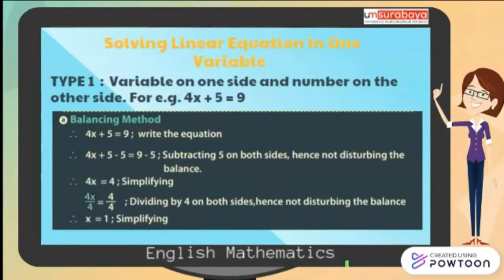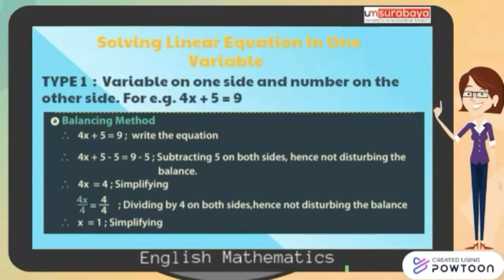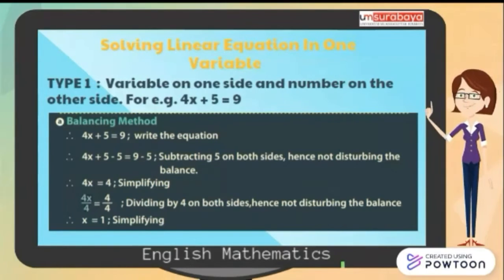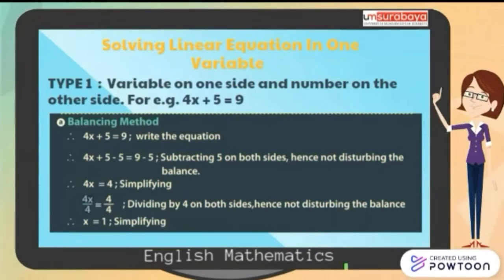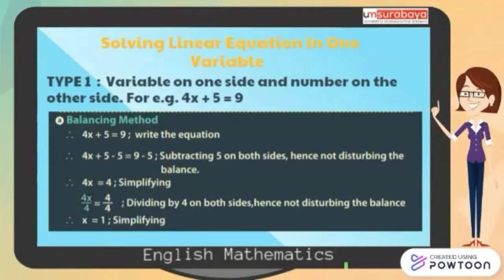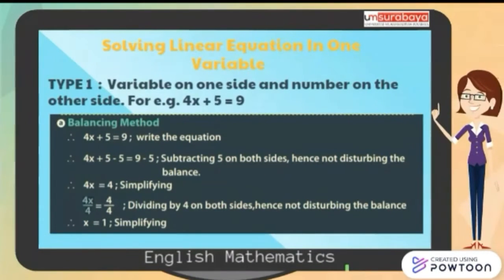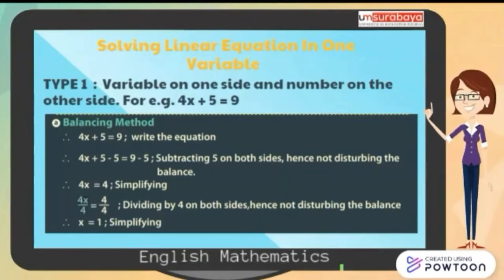Balancing method. 4x plus 5 equal to 9. Write the equation. And then 4x plus 5 minus 5 equal to 9 minus 5. Subtracting 5 on both sides, hence not disturbing the balance. 4x equal to 4, simplifying. And then 4x divided by 4 equal to 4 divided by 4. Dividing by 4 on both sides, hence not disturbing the balance. And then x equal to 1, simplifying.